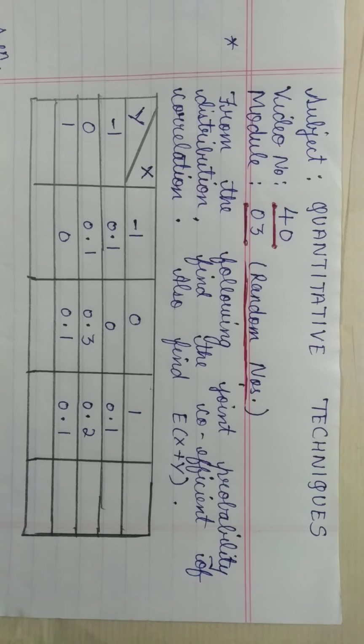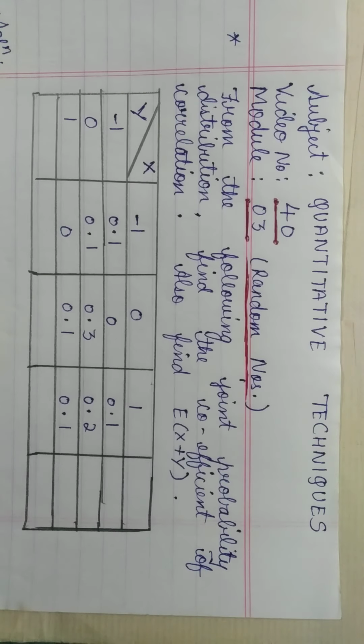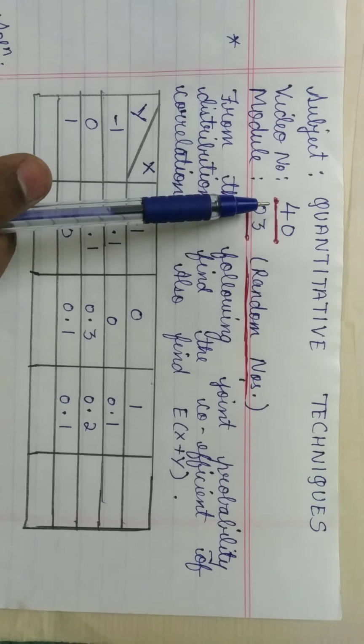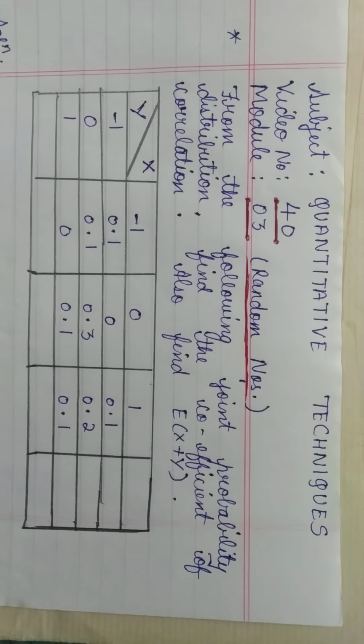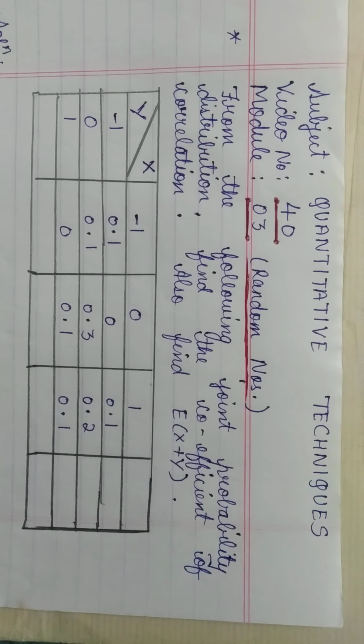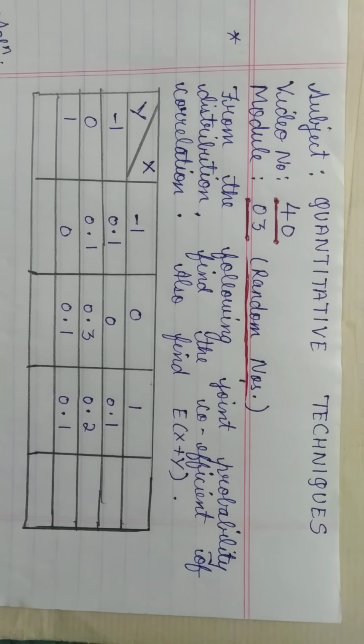So this is Quantitative Techniques, Semester 3, Module 3, and video lecture number 40. In today's video lecture we are going to take an important problem which can come for the 10 mark section from random numbers. So let us begin the problem.